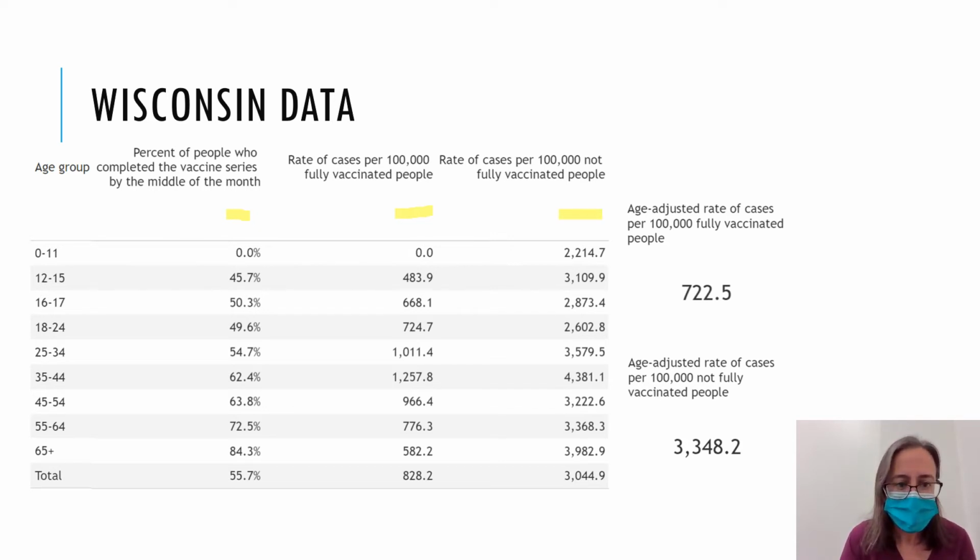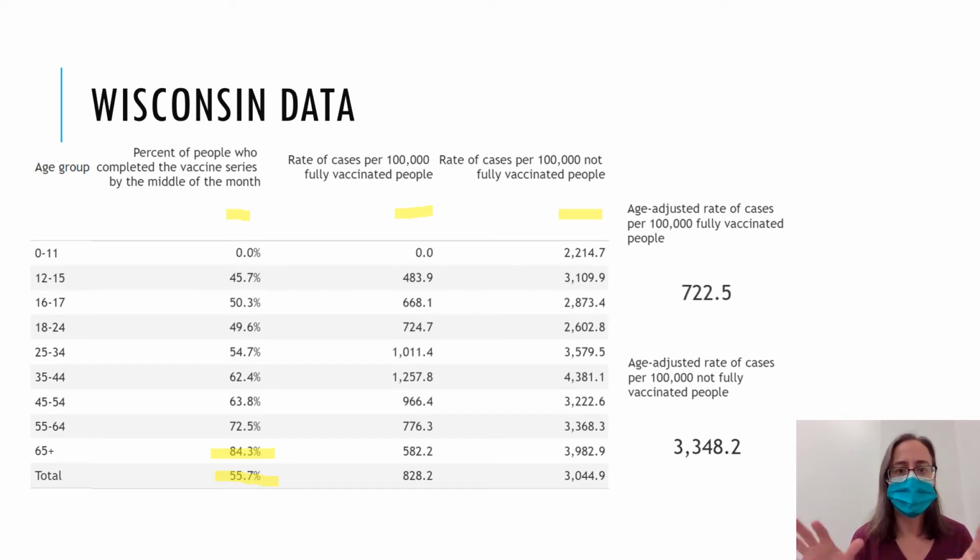Now, what I want to draw your attention to is that overall in Wisconsin, about 56% of the population has been vaccinated. But in the older generation, 84% have been vaccinated, right? Now, we also know that older people are at higher risk of severe illness from COVID. So we have to be careful because they're more likely to be vaccinated, but they were at baseline more likely to get severe illness. So of all the people in Wisconsin who are vaccinated, more of them are older.